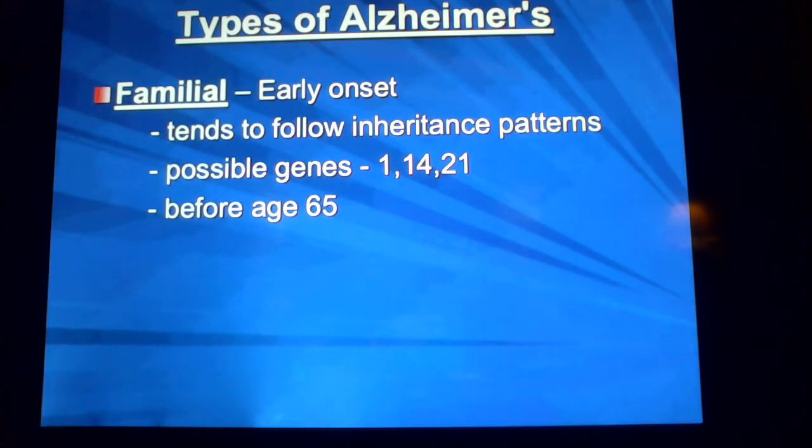The familial type of Alzheimer's disease is early onset, before age 65, and tends to follow inheritance patterns. In other words, it's more inheritable. And they've noticed that the possible genes involved here are genes 1, 14, and 21. Well, there's a disorder called trisomy 21, which is Down syndrome. And virtually every person with Down syndrome, if they live long enough, will eventually get Alzheimer's disease.